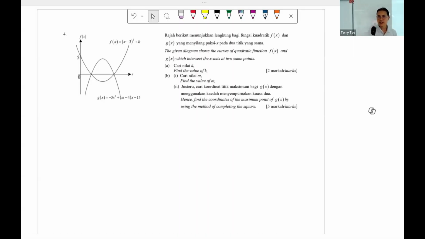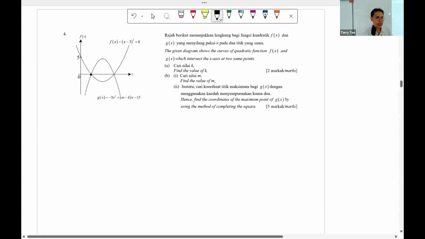Question number 4, this is quadratic function from chapter 2. The diagram shows the curve of quadratic functions f(x) and g(x), which intersect the x-axis at two same points. So when they intersect at the same points here, it means they share the same roots. The first thing is to find the value of k. Starting from here, your f(x) equals x minus 3 squared plus k.